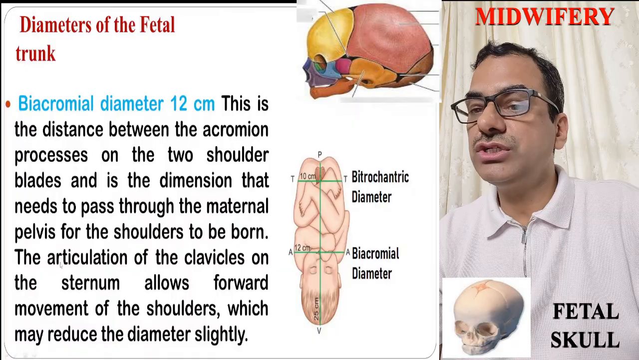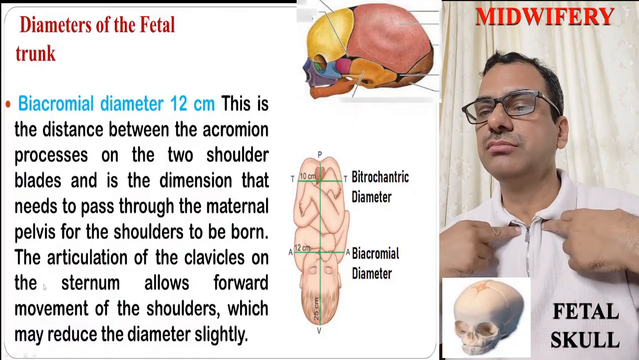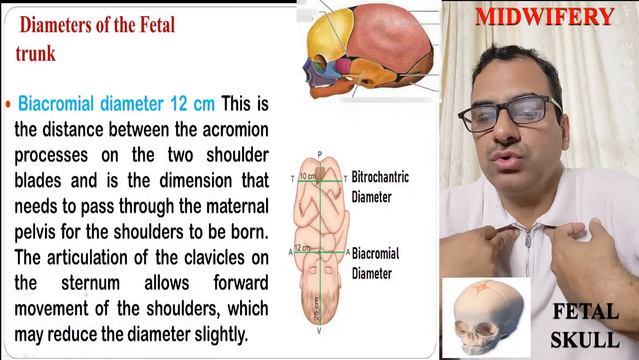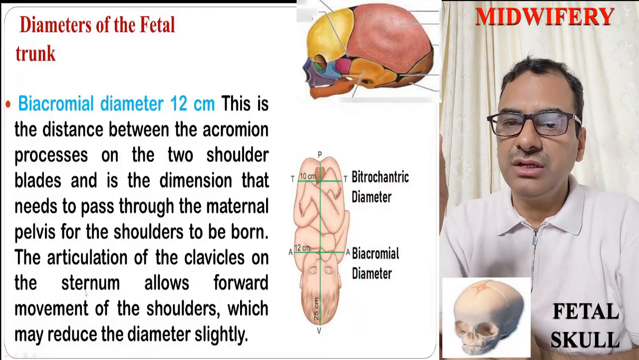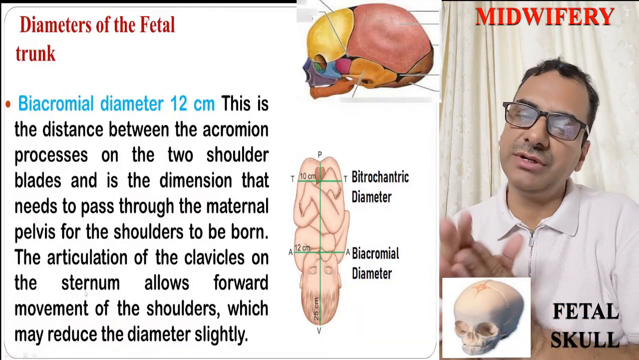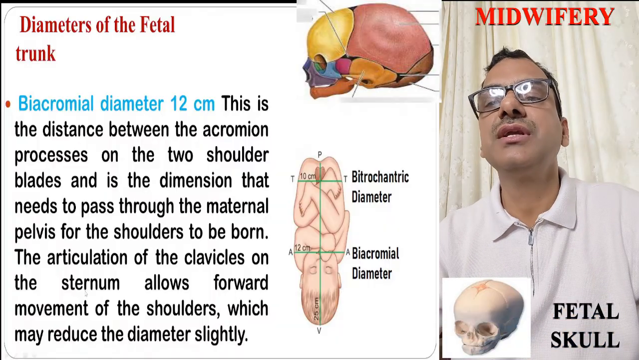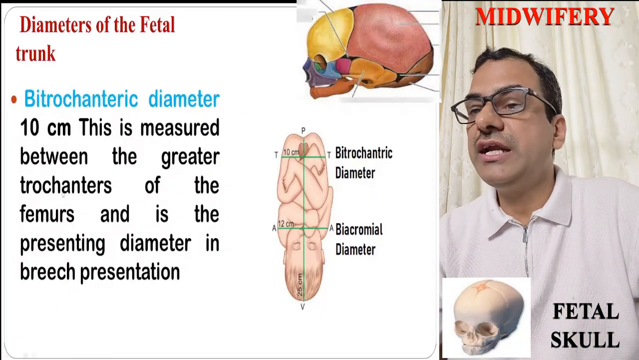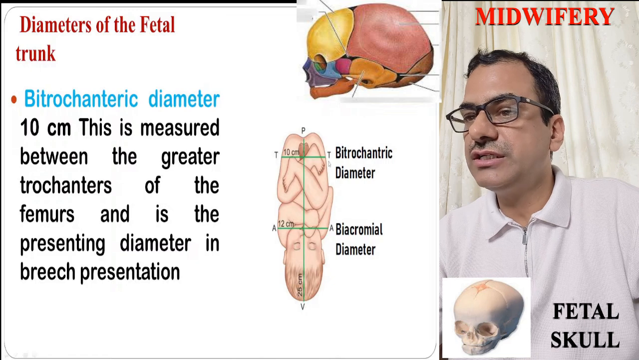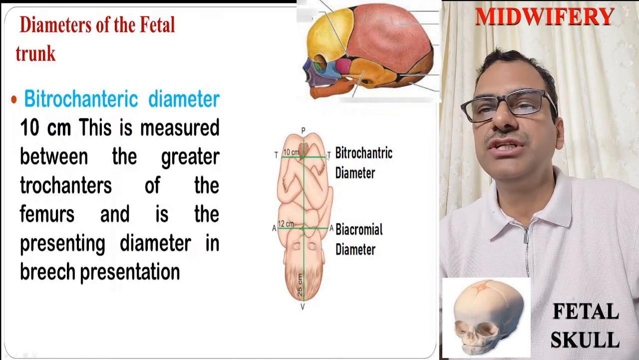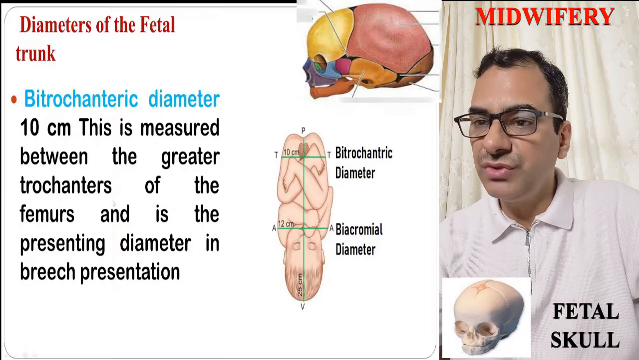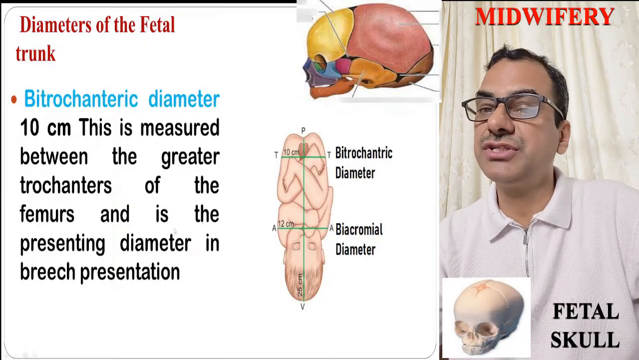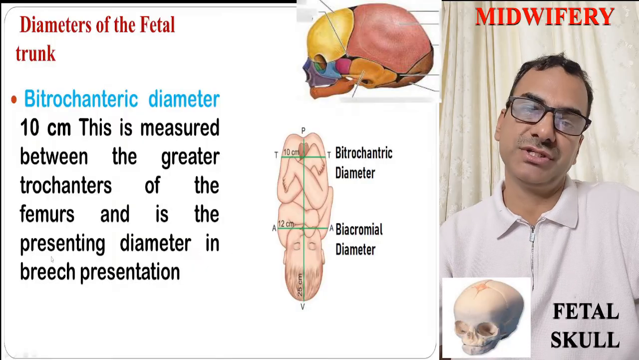The articulation of the clavicle and sternum allows forward movement of the shoulders, and this can reduce the biacromial diameter slightly. The bitrochanteric diameter, between the trochanters of the femur, is 10 centimeters. It is measured between the greater trochanters of the femur and is the presenting diameter in breech presentation.